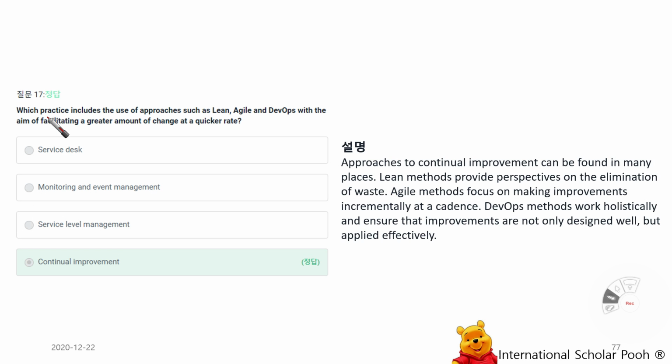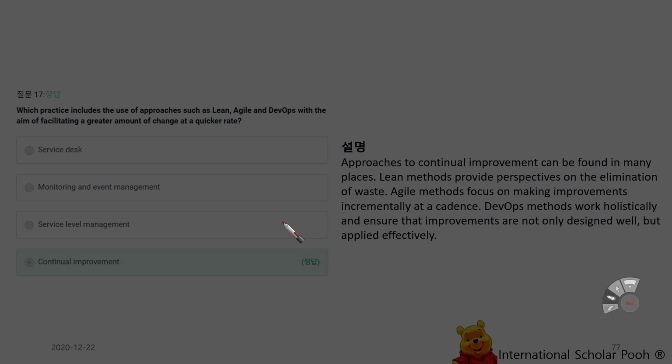Which practice includes the use of approaches such as Lean, Agile, and DevOps with the aim of facilitating a greater amount of change? Continual improvement. Approaches to continual improvement can be found in many places. Lean methods provide perspective on the elimination of waste. Agile methods focus on making improvements incrementally, at a cadence. DevOps methods work holistically and ensure that improvements are not only designed well, but applied effectively.